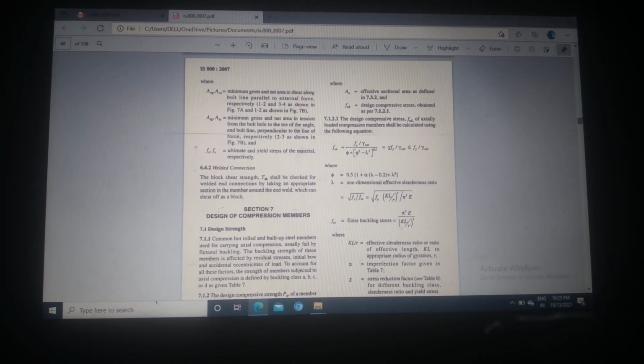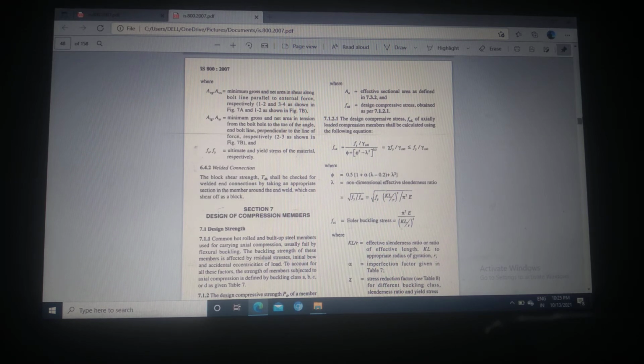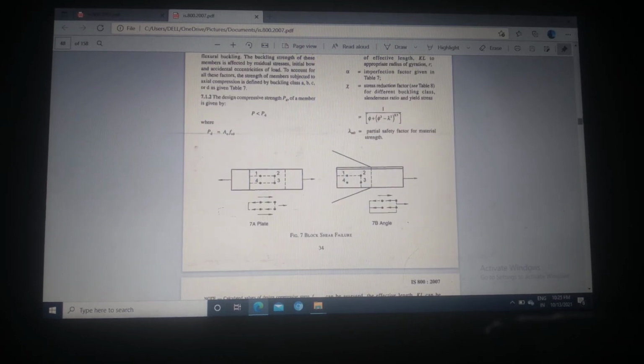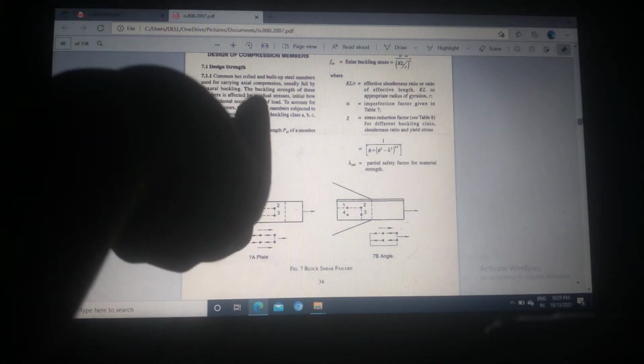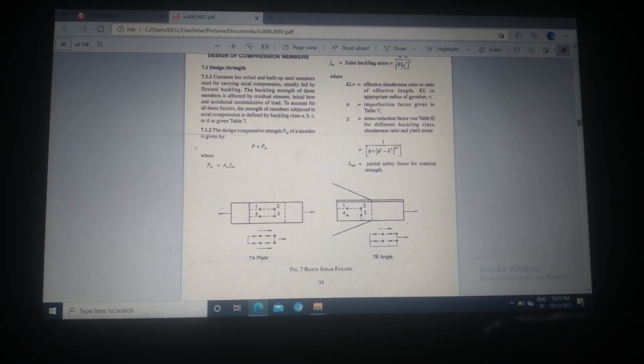Now the important thing is Atg and Atn. Atg and Atn are the areas in case of tension, and I already showed you the tension plane, like 2 to 3 in the case of the plate in Figure 7a. You can differentiate that the dotted dash line is different in case of plate and different in case of angle. In case of angle, the tension plane in which failure will happen is 2 to 3 to the end of the angle.